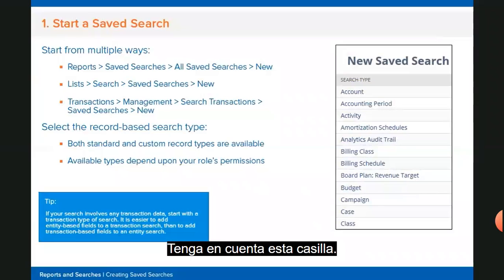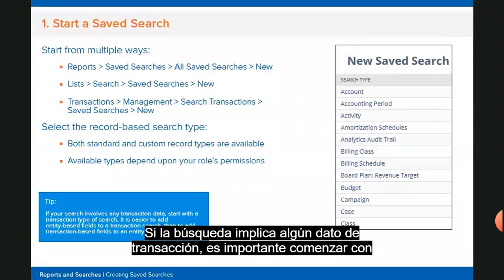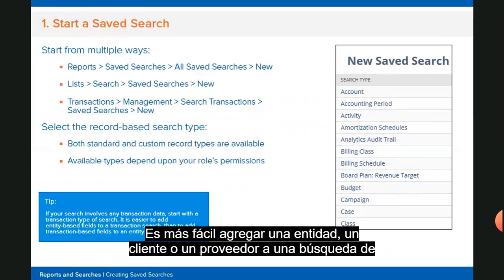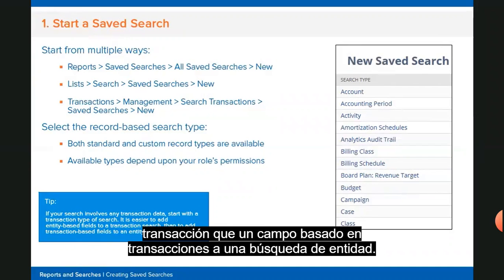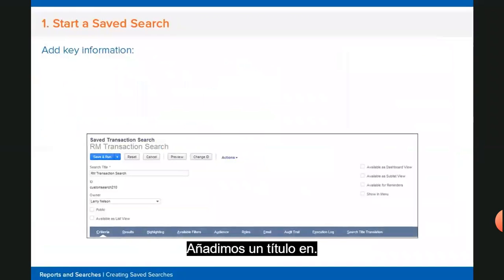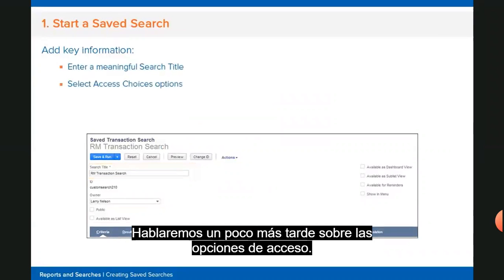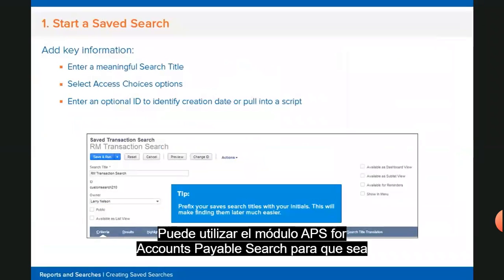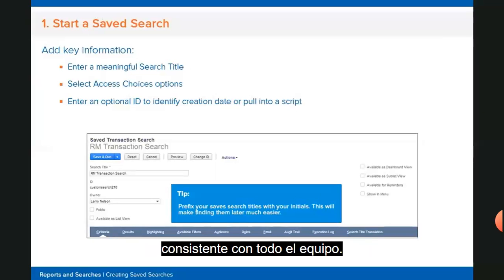Do note this box. If your search involves any transaction data, it is important to start with a transaction style of search. It's easier to add an entity, a customer or a vendor, to a transaction search than a transaction-based field to an entity search. So we started our search. We added a title in. We'll talk about the access options a little bit later. You can prefix the search with your initials to make them easier to find. You could use the module APS for accounts payable search, so it's consistent for the whole team.